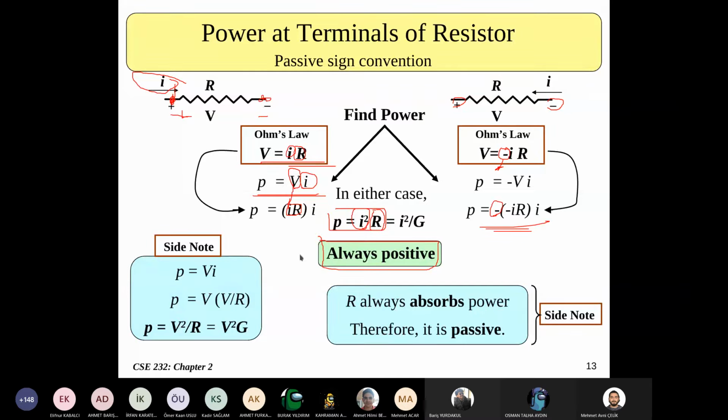If the power is positive, we say that the circuit element is using that much power. If it is negative, we say that the circuit element is producing that much power. Anyway, for a resistive circuit, you'll see that it will be absorbing, it will be using that much power, and that's why we call resistors a passive element. I mean, we talked about this in our previous lecture.